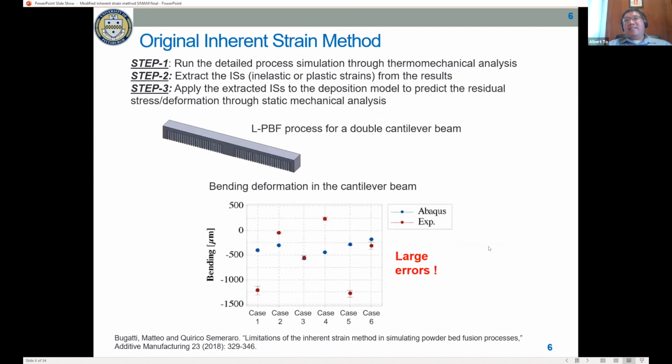And independently, we found a paper in 2017, work done by Dr. Bugatti from Italy, and he also did a similar thing, but applied to the laser powder bed fusion process, and found that applying the original inherent strain definition to model the laser powder bed fusion process, you get a substantial amount of error for different cases.